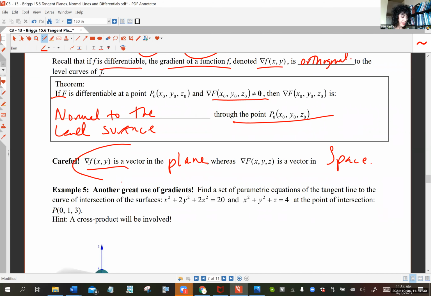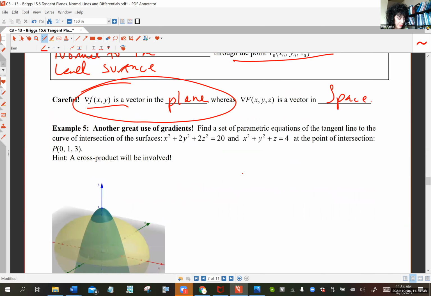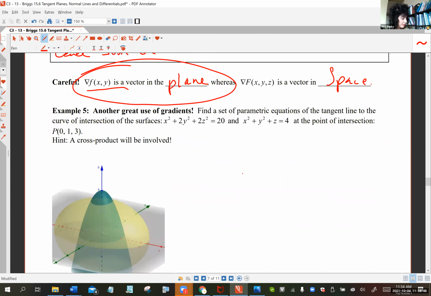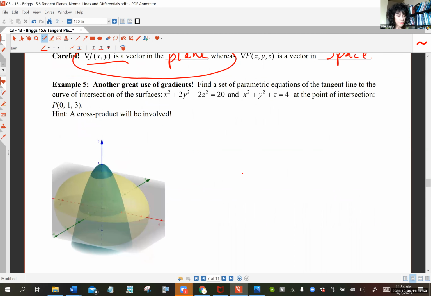And we just saw in the previous example, this is the one that you use when you're going to find directional derivatives. Now let's do another really great use of gradients. I love this one. So before I do this one, I want to remind you that this problem is very similar to a previous problem.